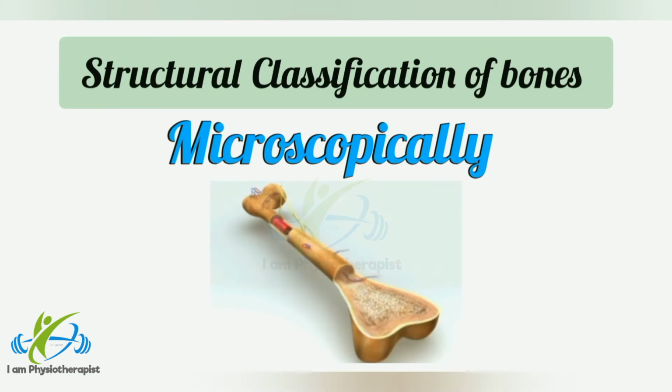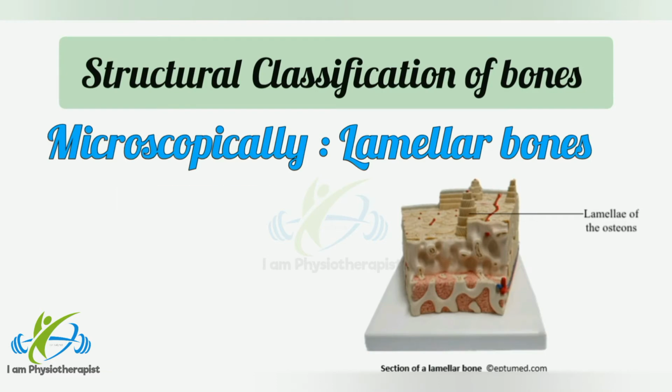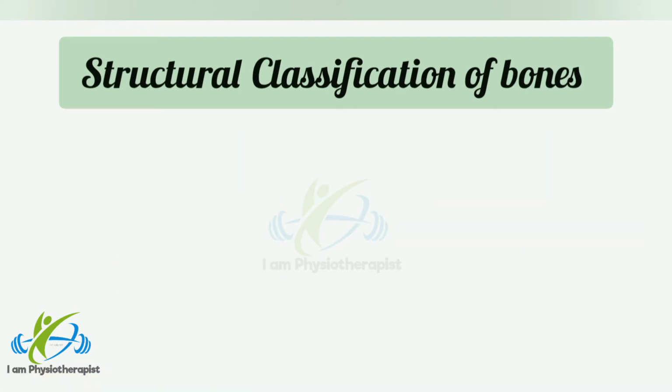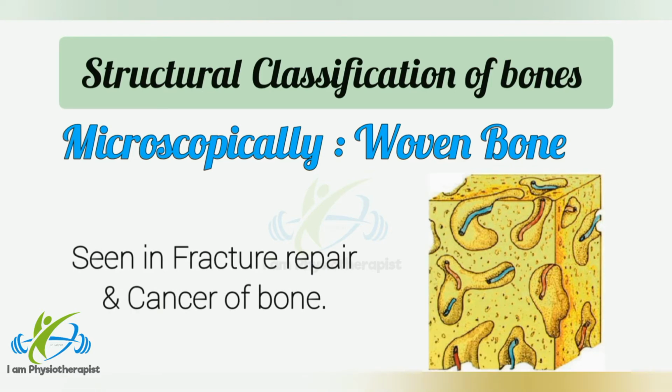Microscopically, the bone is of 5 types. Lamellar bones. Most of the mature human bones, whether compact or cancellous, are composed of thin plates of bony tissue called lamella. Woven bone. These are seen in fracture repair, and in cancer of bone.